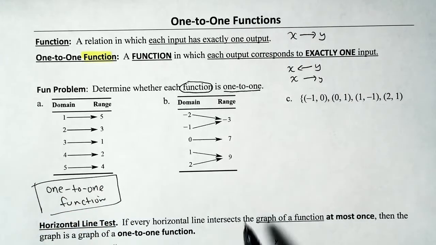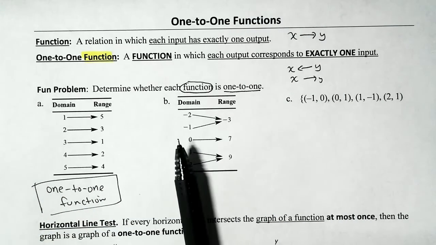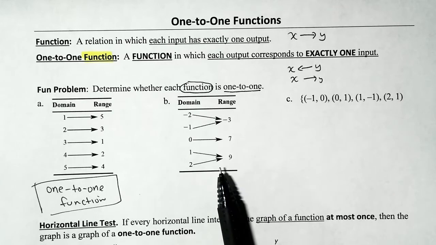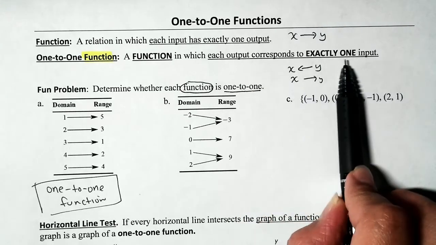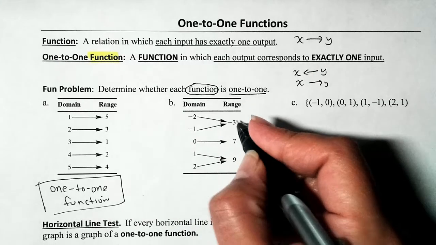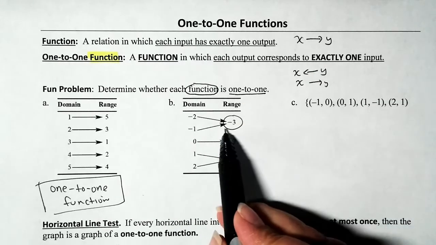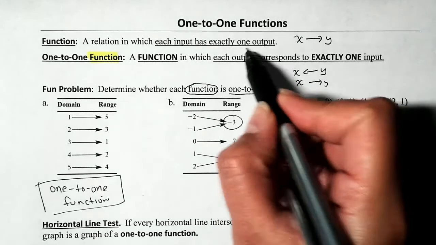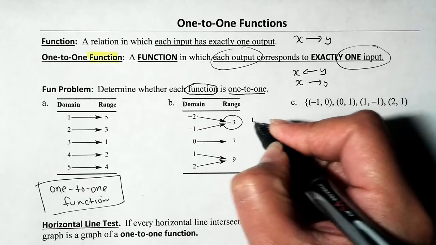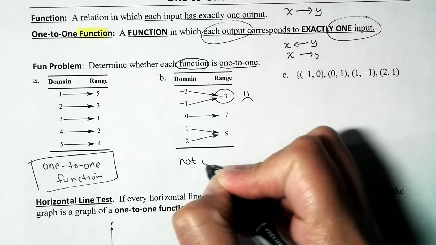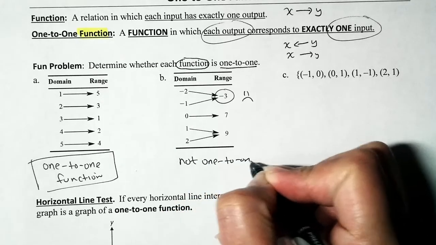Fantastic. Problem B, so we have the domain on the left, which is our inputs, and the range on the right. I want to know, is this a one-to-one function? Does every output correspond to exactly one input? In problem B, that is false. When the output is -3, the input is either -2 or -1. And every output needs to correspond to exactly one input. So in this case, this is not a one-to-one function. So let's write that, not one-to-one.